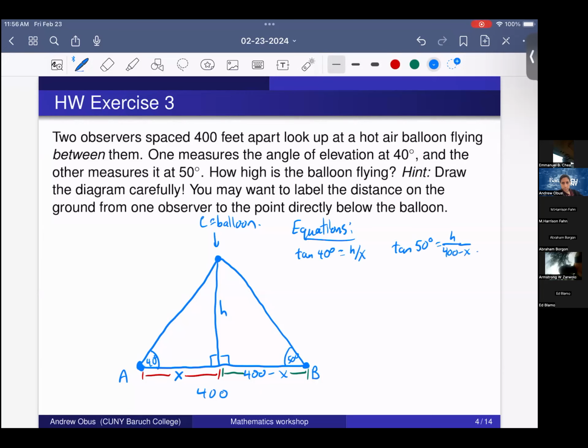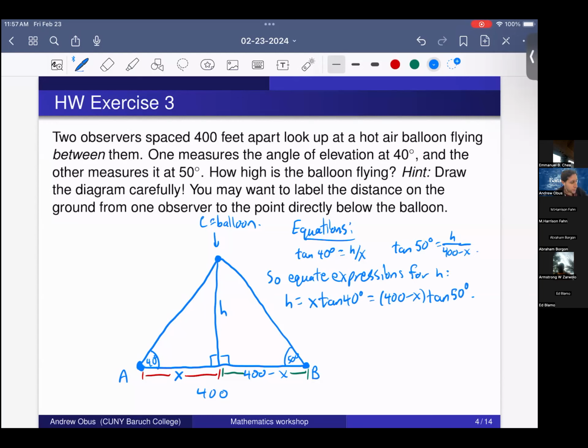Yes. Okay. So we can make h our subject. Make h our subject, then we can put the two equations together and solve. So great. So equate expressions for h. So what do we get? We have h is equal to x tangent 40, and h is equal to 400 minus x in parentheses times tangent 50. Great. All right. Excellent.